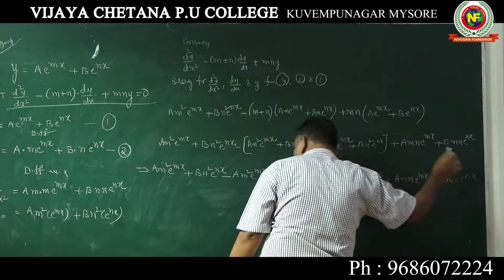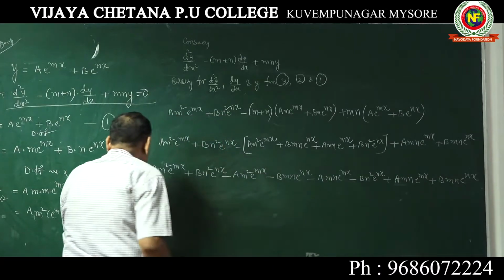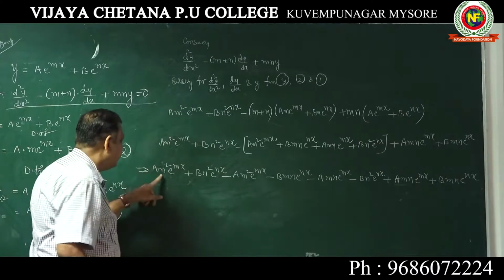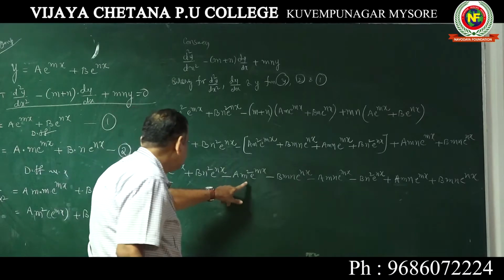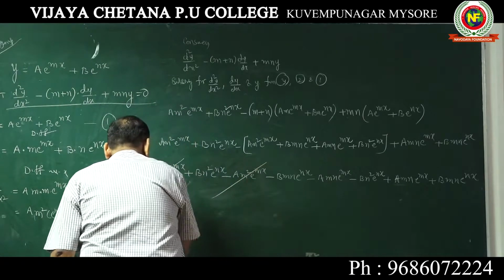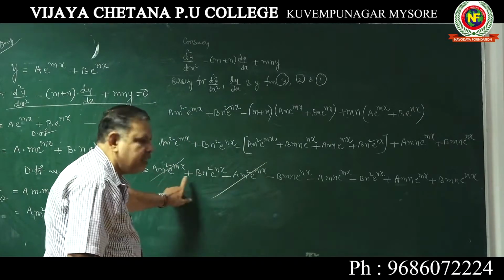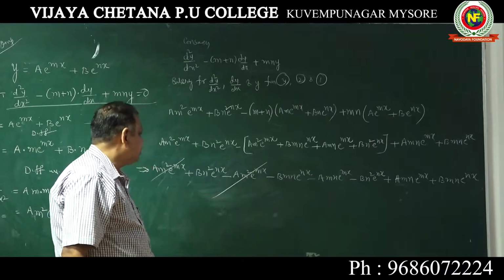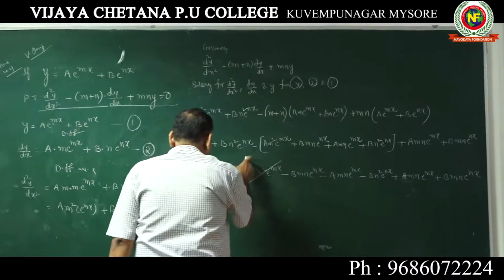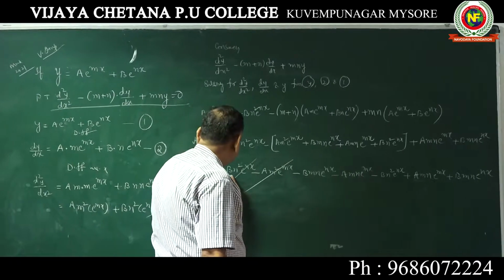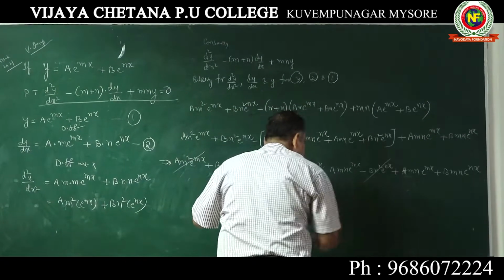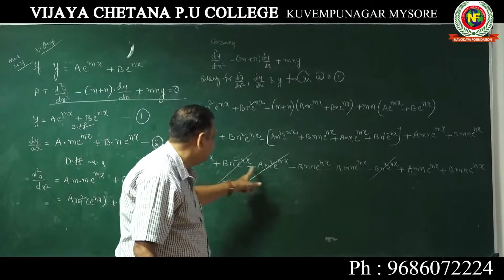Now very carefully you should cancel. See, plus a m square e to the power of mx minus a m square e to the power of mx, the same term cancels. Plus b n square e to the power of nx minus b n square e to the power of nx, the same, a minus a.